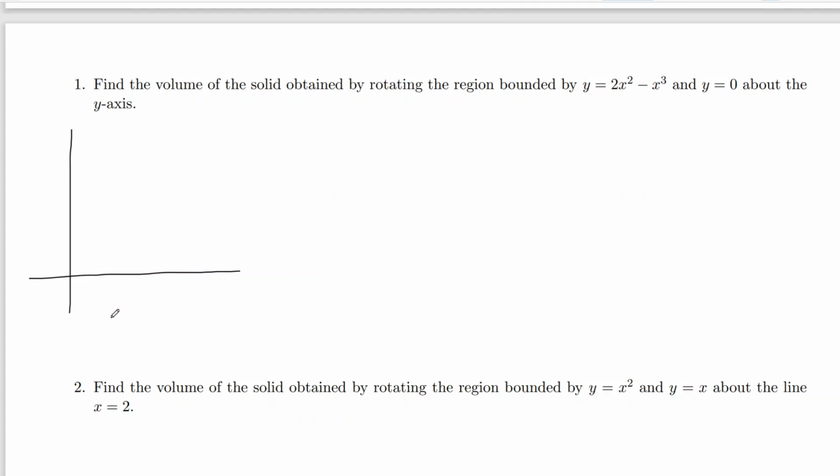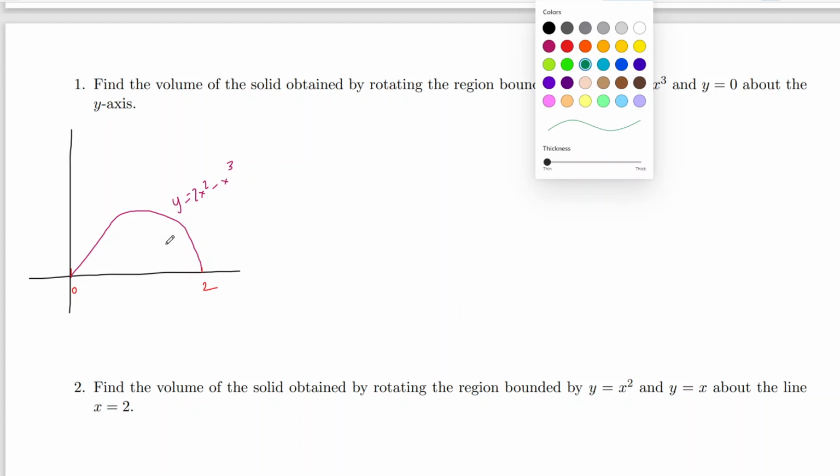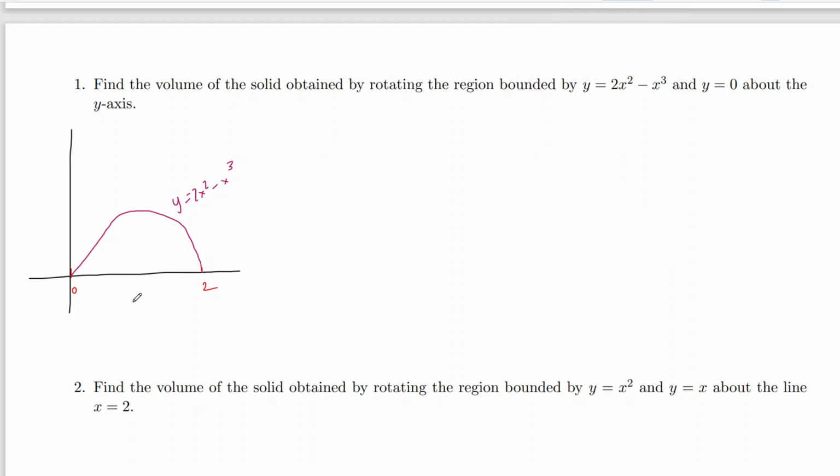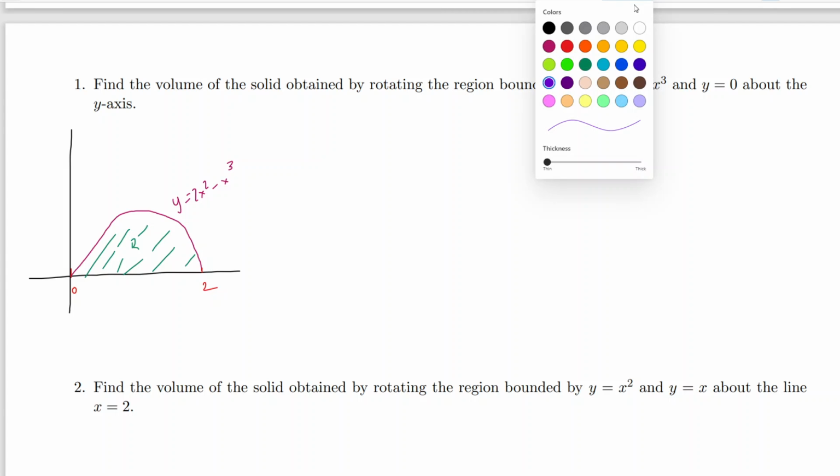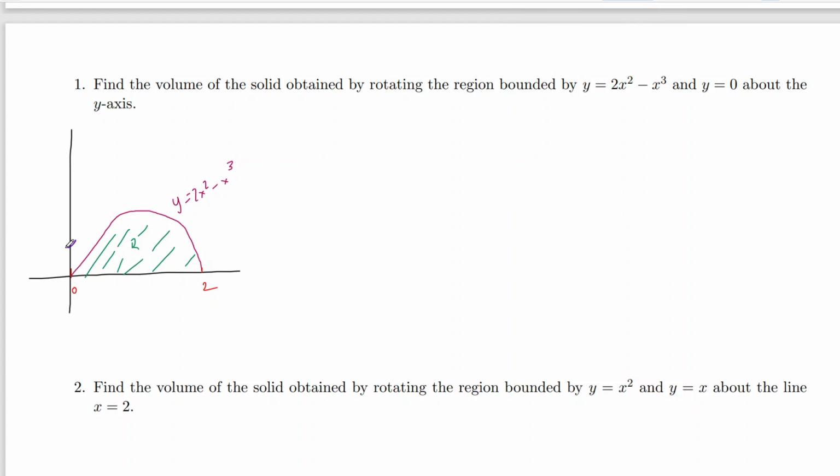We've got the y equals 2x squared minus x cubed. It looks something like this. We saw that the bounds were from 0 to 2. And then we also wanted to be bounded by the x-axis, which is y equals 0. So this is our region. Same exact thing as before. And we want to revolve or rotate, whichever one you like to use, around the y-axis. So this is our axis of rotation.